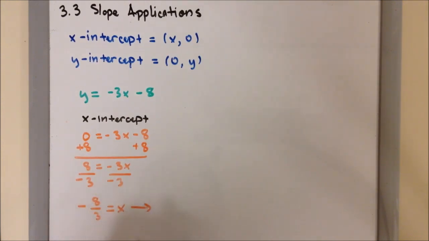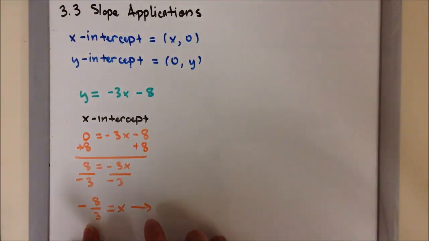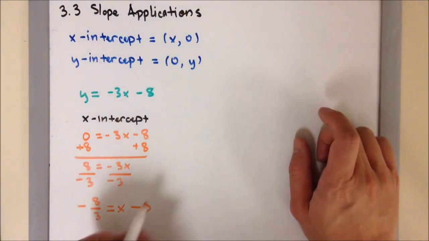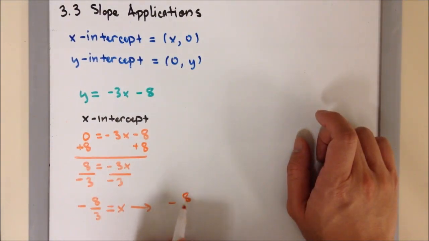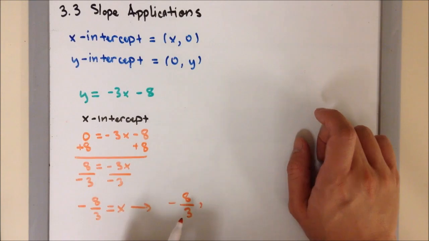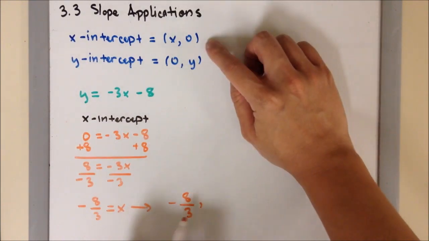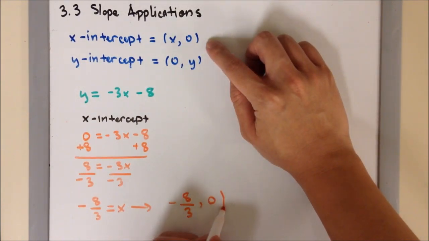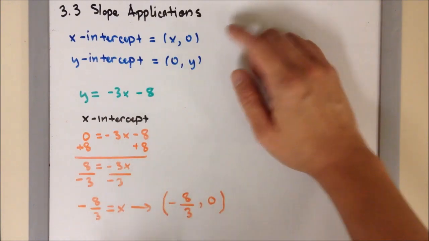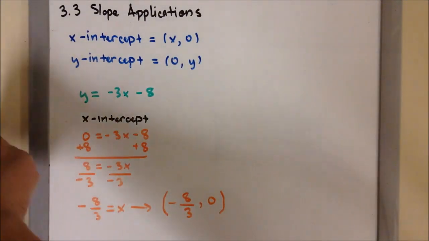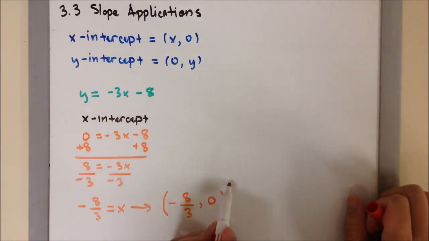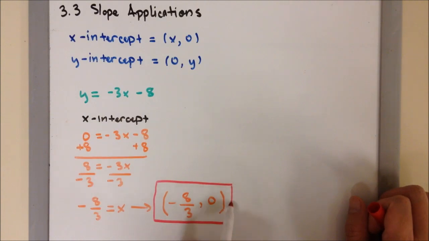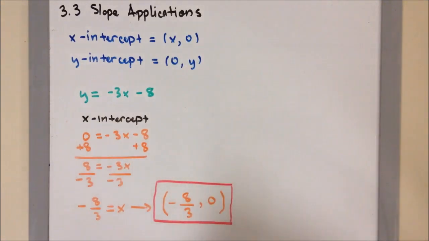So that means that my x-intercept, again, is going to be in coordinate point form. So I'm going to put negative 8 thirds for x here, comma, and since I'm doing the x-intercept, the y value is always 0. So parenthesis here, parenthesis here. That will be my answer for the x-intercept, which I'm going to box. And it's okay to have a fraction as long as you're able to simplify the fraction if you can.